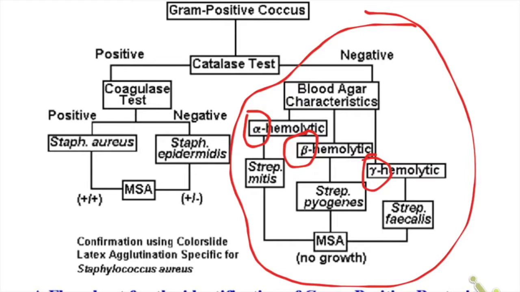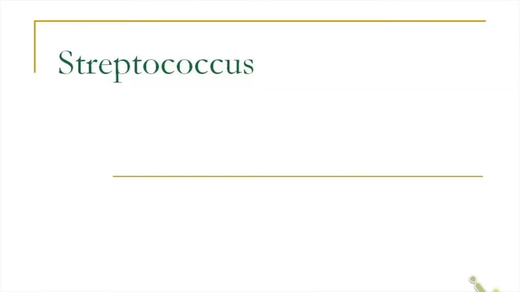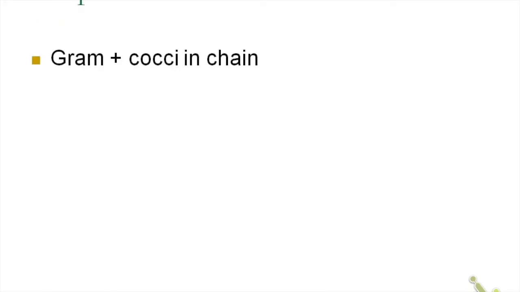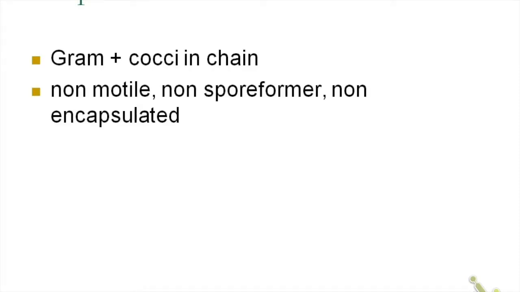And they don't grow in mannitol salt agar, again because it's inhibitory because of the presence of 10% sodium chloride. So streptococci are generally gram-positive cocci in chain. They don't have flagella, they don't have spores, they don't have capsule, except for one species, that would be Streptococcus pneumoniae.